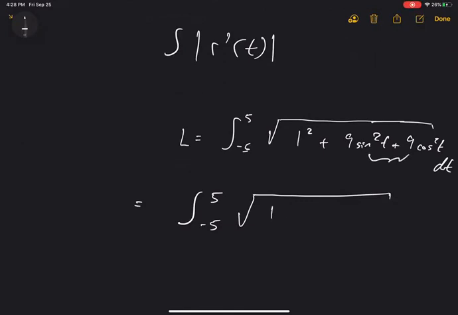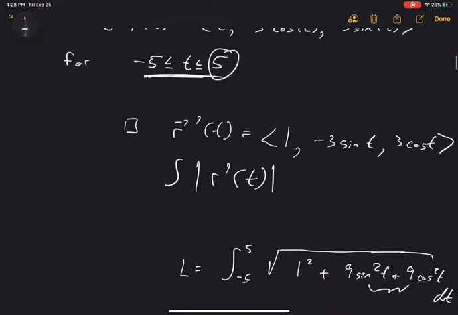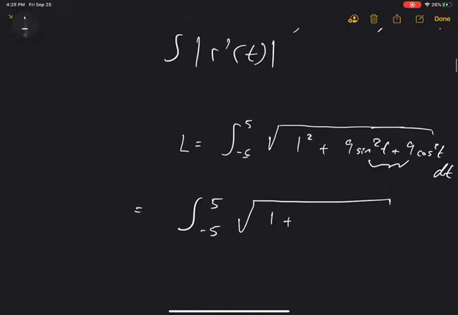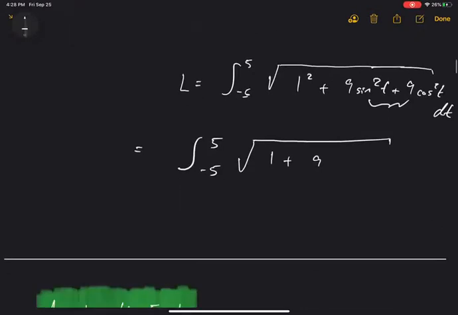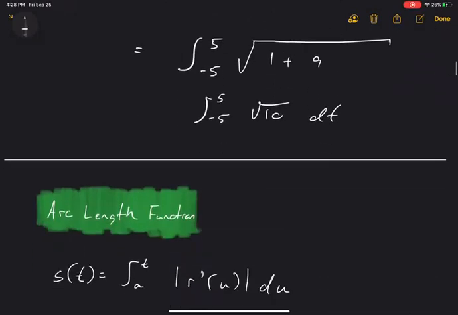So I get 1 plus 9, right? 9 sine squared plus 9 cosine squared is just 9. So I get the square root of 1 plus 9, so the square root of 10 dt. And that should be equal to 10 times the square root of 10. So that should be my arc length.